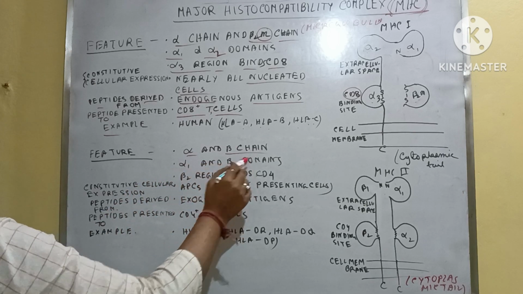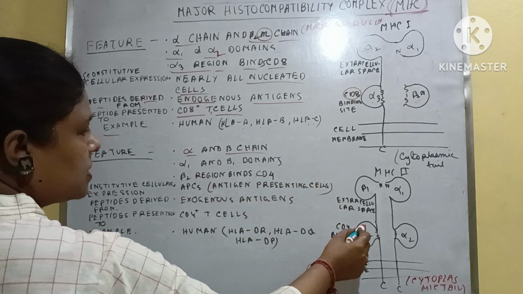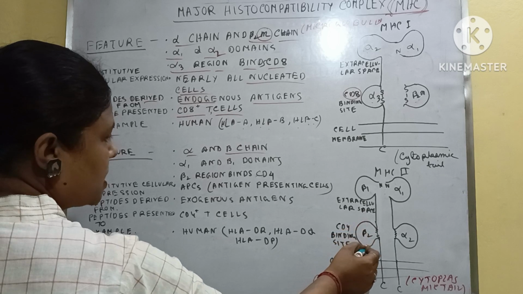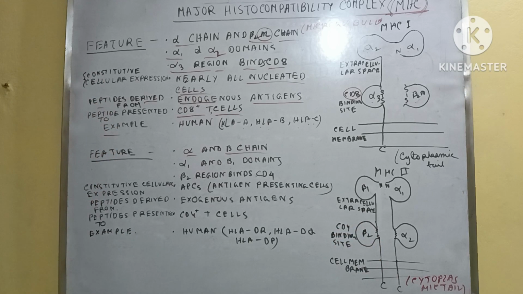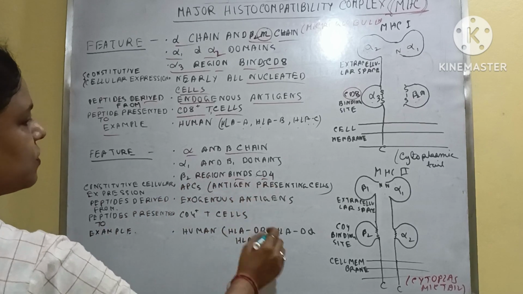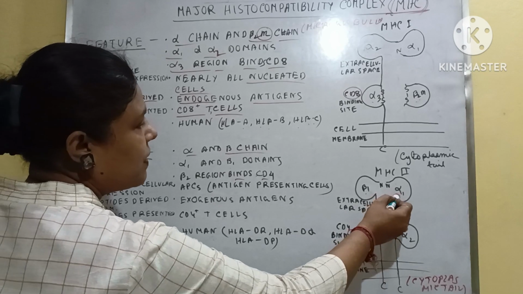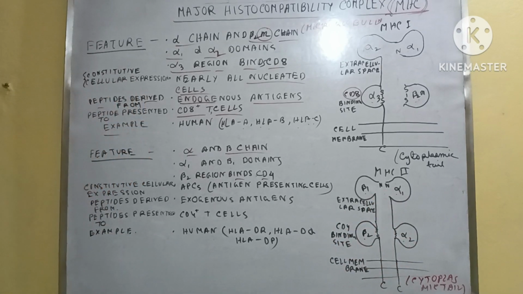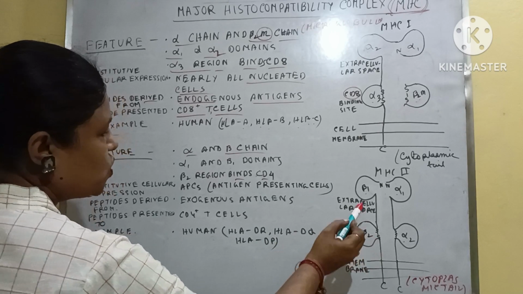And the second one, the MHC2 complex, has an alpha and beta chain present here, with alpha 1 and beta 1 domains. CD4 generally binds on this site, the beta 2 binding site. So the beta 2 region binds CD4. Here you can see beta 1, beta 2 and alpha 1, alpha 2. Two chains are there, alpha and beta, and CD4 binds to the beta 2.